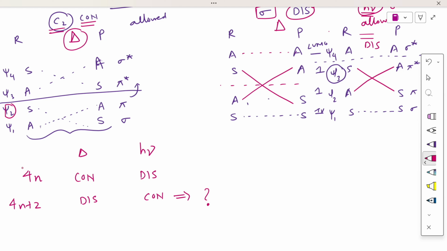So what have we seen now? For a 4n system, in thermal condition con rotation is allowed, and in photochemical condition dis rotation is allowed, based on the orbital symmetry correlation method. Thank you so much.